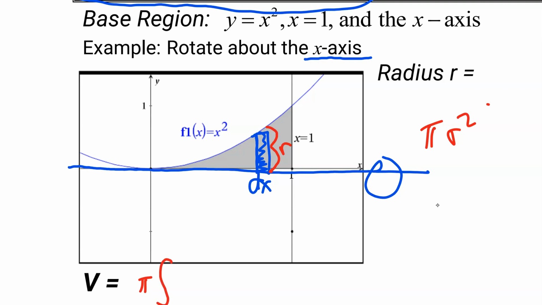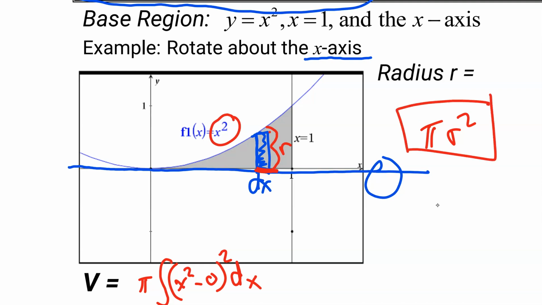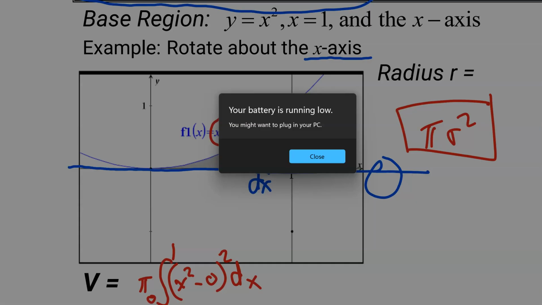Now r, that would be the top. How long is this? How long is that cut? Well, top minus bottom, right? Well, the top curve is x squared, and the bottom curve is the x-axis, which is 0. Right, so there's pi r squared. And we're going to integrate that between 0 and 1.